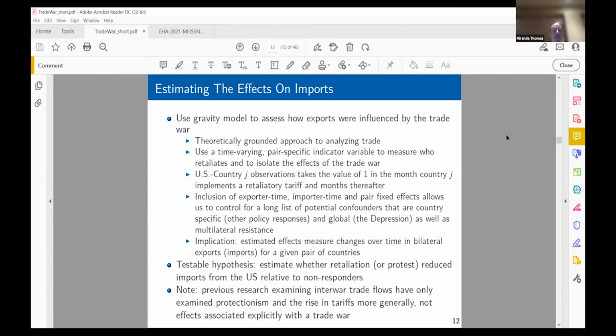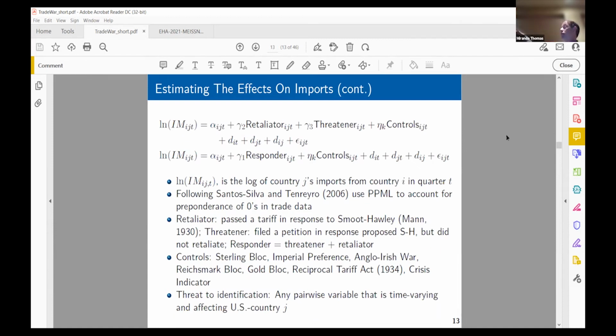We focus, again, on imports, and we test whether retaliation or protesting reduced imports from the US relative to non-responders. So you've got different definitions here, either the threatener variable, those countries that petitioned but then didn't follow through, or the retaliators that actually passed tariffs. We account for the zeros in the trade data by using PPML specifications, and we include other kinds of historical factors that we know would be varying at the pair level across time, which is where identification is coming from. So again, the pairwise identification is time varying, so any threat to identification would come at that level.